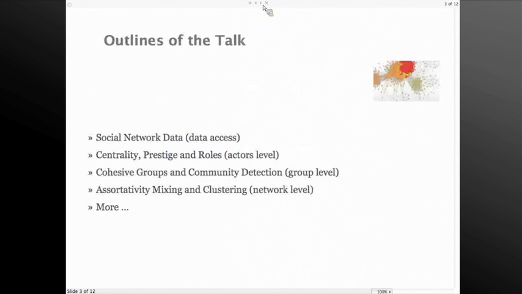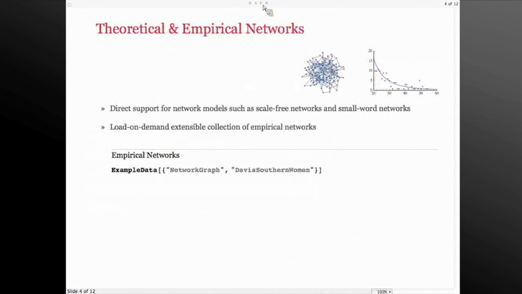And then next, I will look at the analysis side and first talk about centrality, prestige, and role, which is at the actor level. Next, at the group level, I will talk about community detection, so how to find communities and cliques and other features. And then I will end with assortativity and clustering, which is at the network level. There are plenty more features I will not cover here, but at the end I will point you to the resources available in Mathematica and through our website.